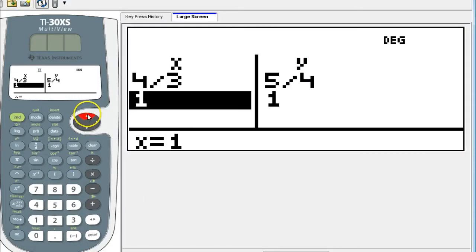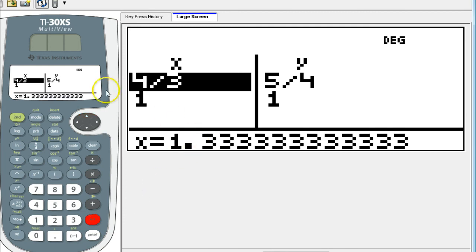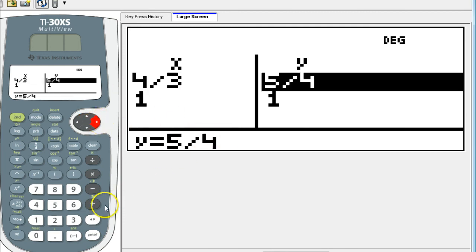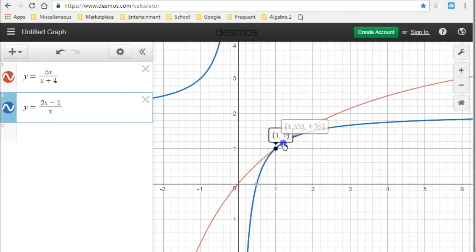Well, you know that 4 over 3 is 1.33, and 5 over 4 is 1.25. So what do you think we're going to find here? Oh, look, 1.33 and 1.25. So these are the two intersection points. This is what's happening graphically.